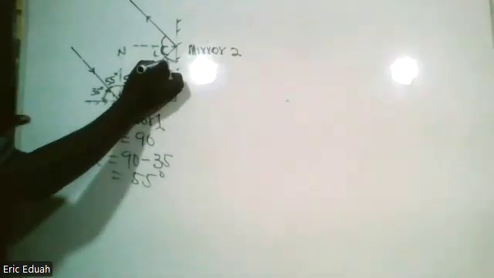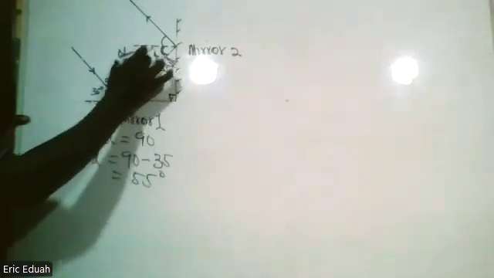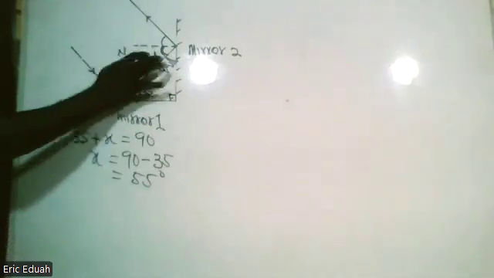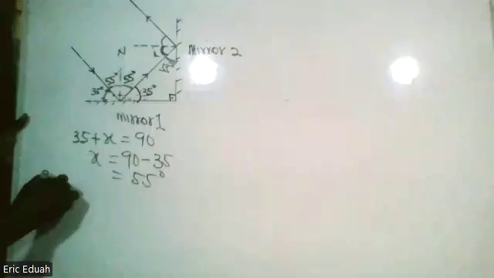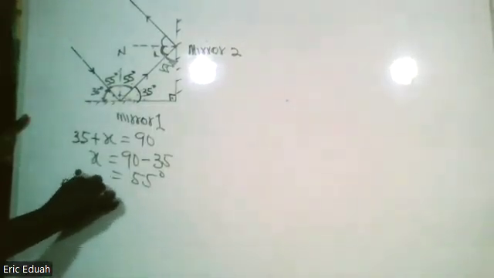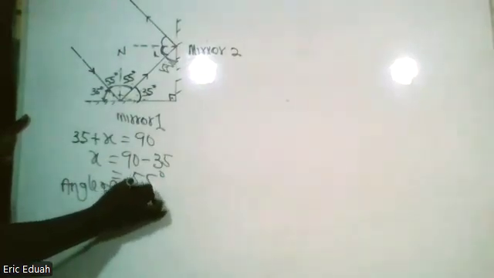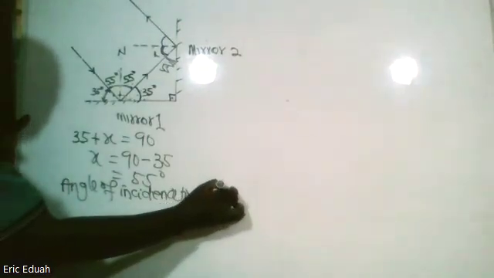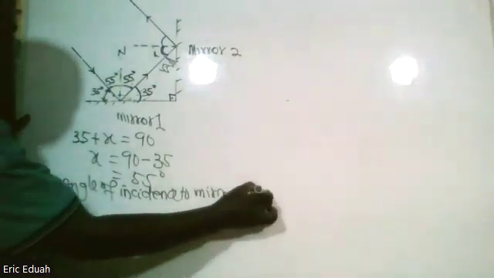So if this is 55 degrees, what will be the angle of incidence to the second mirror? What will be I? It is 35, because 55 plus I must also be 90. So the angle of incidence to mirror 2 is 35 degrees.